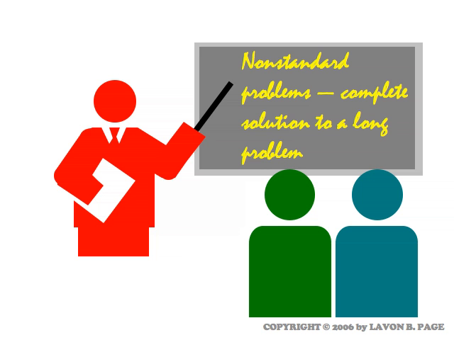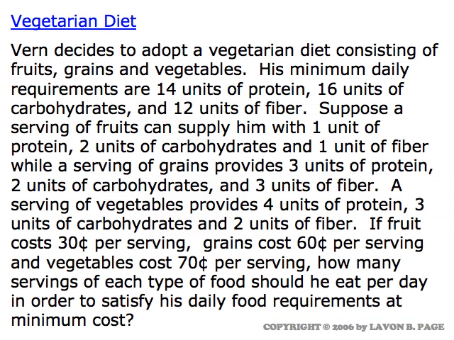In this video, we're going to track through the complete solution of a fairly long problem, a non-standard problem. The problem involves a character named Vern who is planning a vegetarian diet. Now, in the setup of this problem, we're going to continually need to refer back to the problem description that's shown here. So you might want to open the PDF file that corresponds to this movie so that you can keep this slide open for reference while we're navigating our way through this movie.